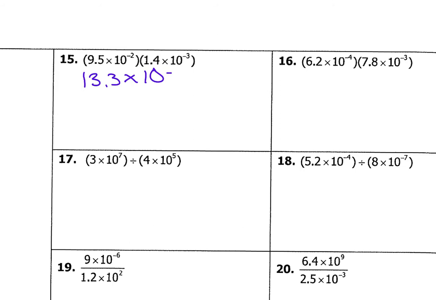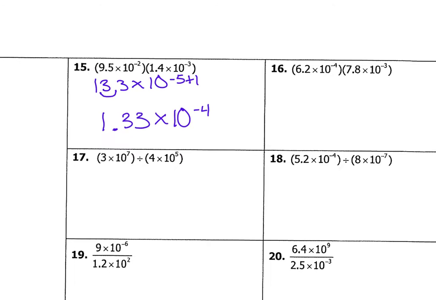What's a negative 2 plus a negative 3? Negative 5. It is not in scientific notation. I would have to write that as 1.33, right? If this got one place smaller, this has to get one place bigger. So it's to the negative what? Thank you, Casey. Okay, Destiny, you're going to do 16.